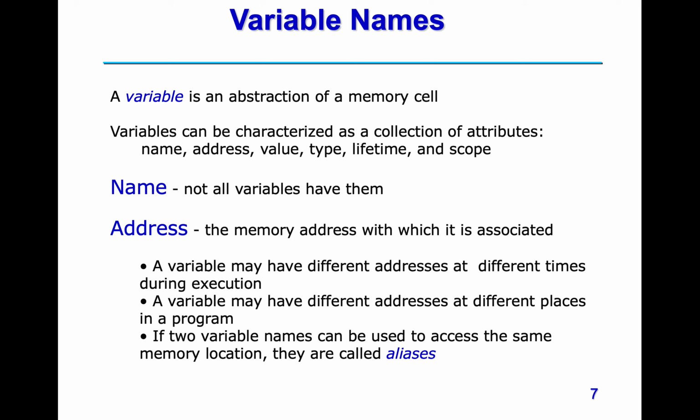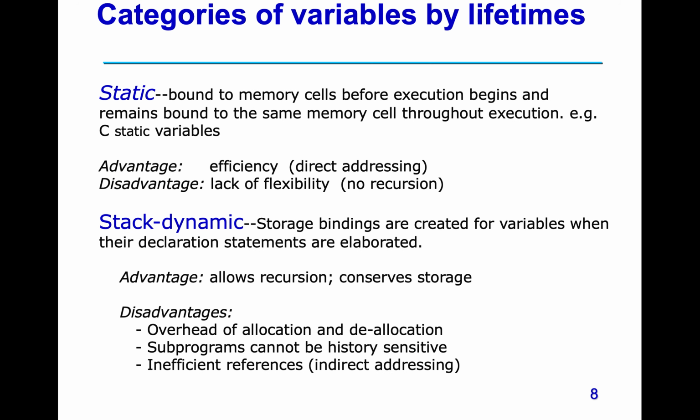In other languages like Java, you'll never know the addresses, but the memory address is what's associated with where the variable is stored in memory. You might have different addresses at different times during the execution. A variable might have different addresses during different places in the program. And two variable names can be used to access the same memory address, and they call that an alias. In C, C++, the alias is the pointer. We don't have aliases in Java, but we do have reference types, so you can use a reference type to reference something. And I'm sure you guys remember this stuff. We went over it before the midterm.